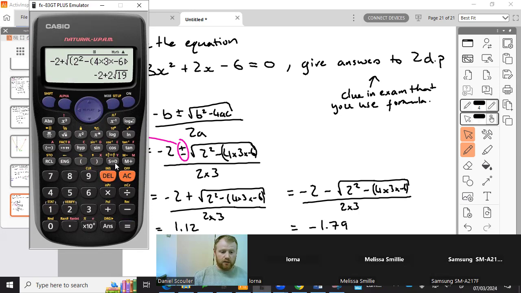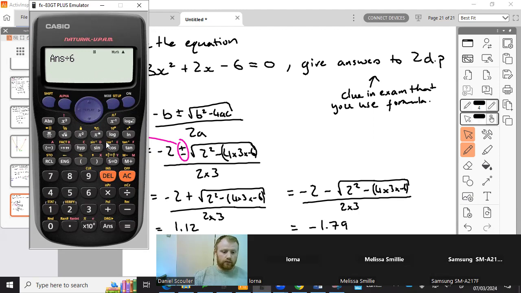If I press this SD button, it gives me it in decimal, and then I can divide it by the bottom, 6. It's coming up saying a syntax error. So it's not calculating something correctly then.